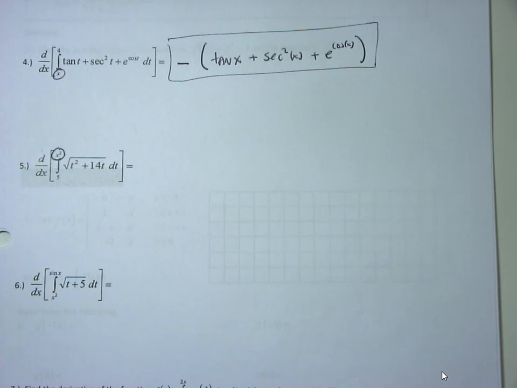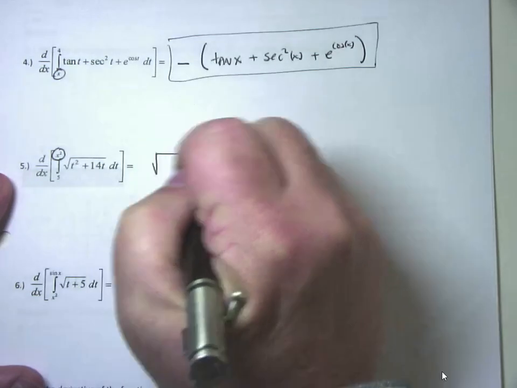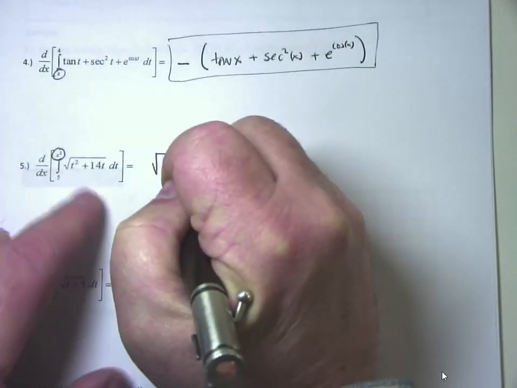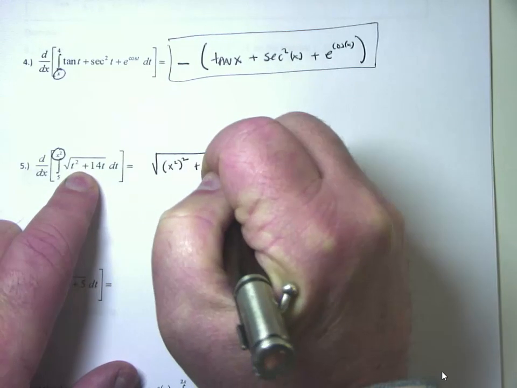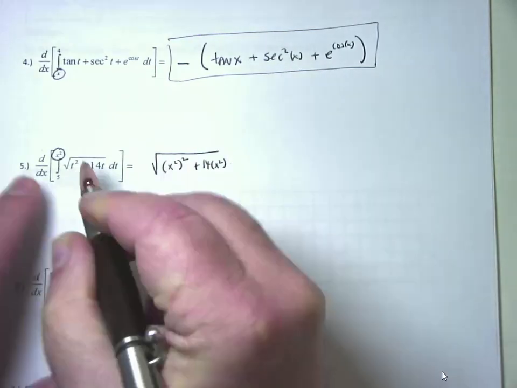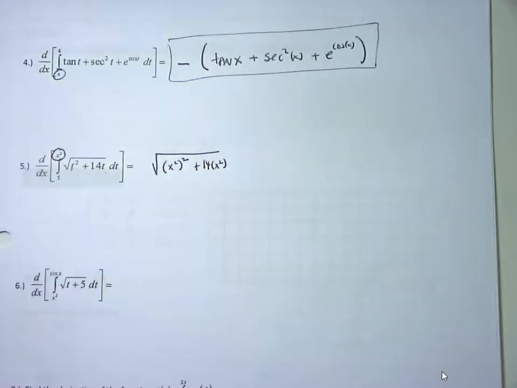The chain rule version is basically the derivative and integral cancel. You replace the variable with this function, x squared, with parentheses around it, times the derivative of the inside. Chain rule, times derivative of the inside. So the answer is going to be the square root of x squared, now the t is being squared, so it's x squared squared plus 14 times x squared. Notice I literally replaced the t's with x squareds.